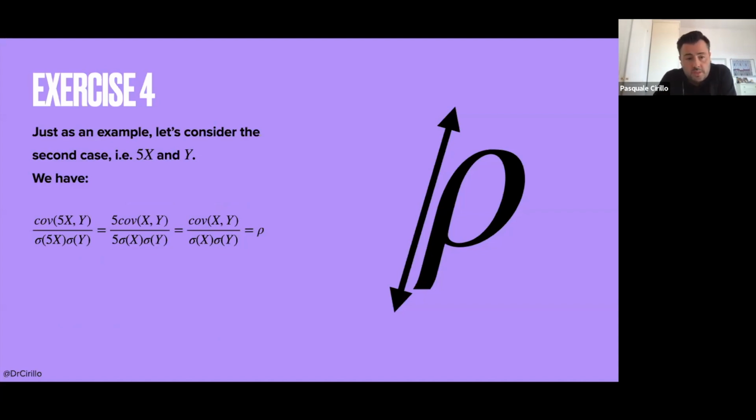That was just the example I showed you before, now with these 5. So they just simplify. The best way to remember these things is to try to solve it once, starting from the definition of covariance and the definition of standard deviation.